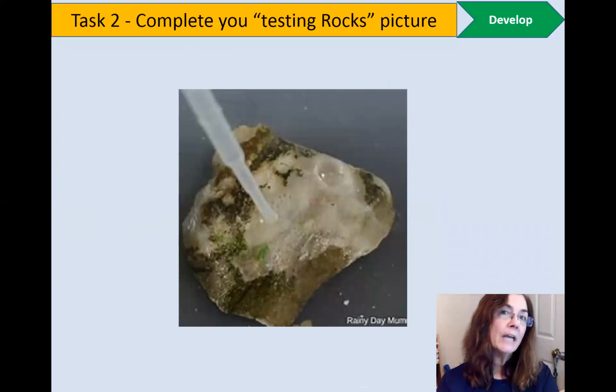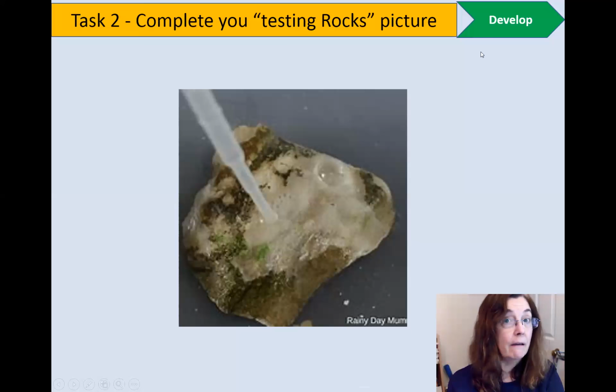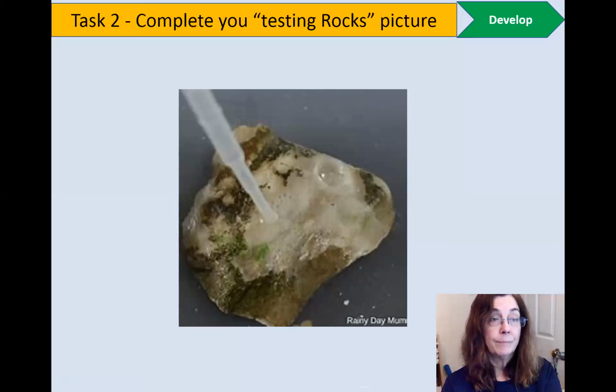Okay, so what I want you to do here is to draw yourself a rock and draw the pipette and the acid coming out of it, and I want you to label it. I want you to complete the testing rocks picture. So how do you test rocks for carbonate? And see if you can put all the labels in that were on the previous slide. Okay, so draw the rock, draw the pipette, and then label it. Don't forget to put the fizzing in as well. You can pause here, and once you've done your picture you can move on.